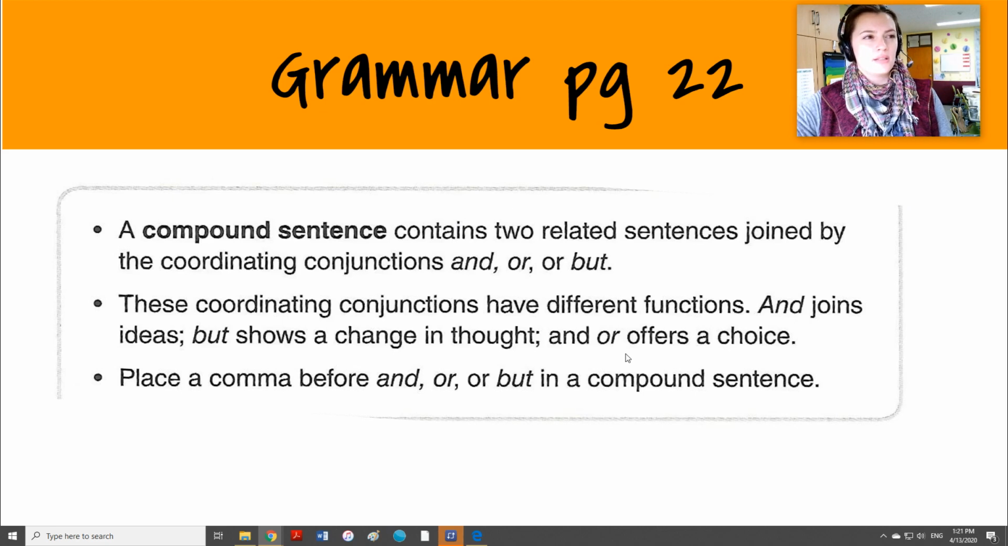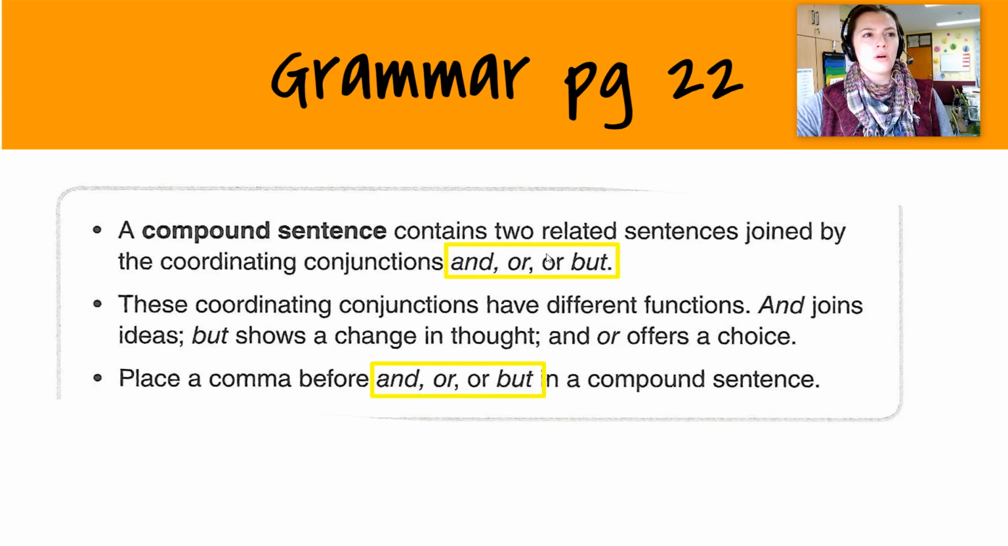So, first sentence. A compound sentence contains 2 related sentences by joining the coordinating conjunctions and or but. What I want you to highlight is and or but. Highlight that. When you're looking for a compound sentence, you need to look for these words. Okay, let's skip the middle sentence. You can read it if you want to, but I'm going to skip it. Last one, place a comma before and or but in a compound sentence.